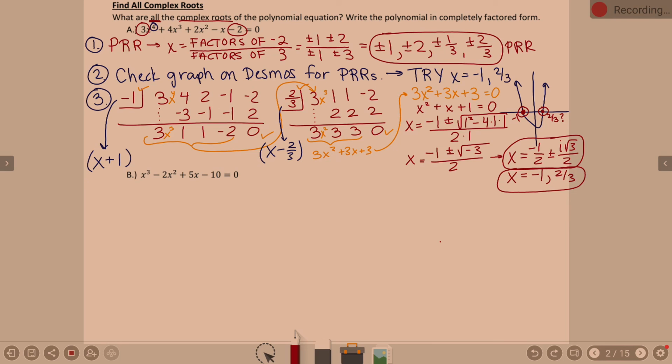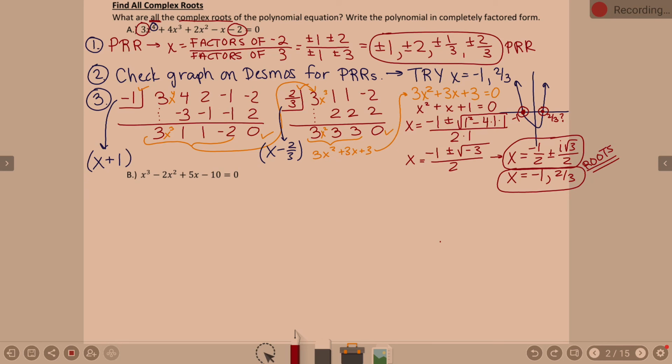Okay, so the numbers we used for synthetic division, those were my zeros, my roots. Negative 1 and 2/3 were my roots. The other 2 we found right here are complex ones, the negative 1/2 plus or minus i square root of 3 over 2. That right there are 4 roots. Now, it depends on the question in homework as to what they're asking. Right here, if they're asking for the roots, this is what we're going to give.